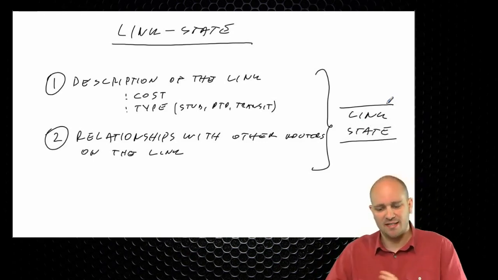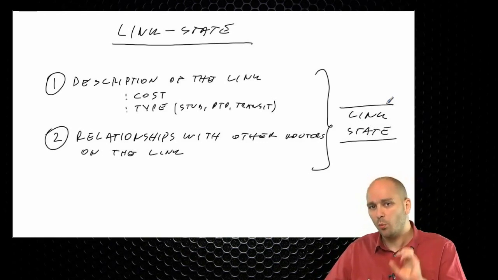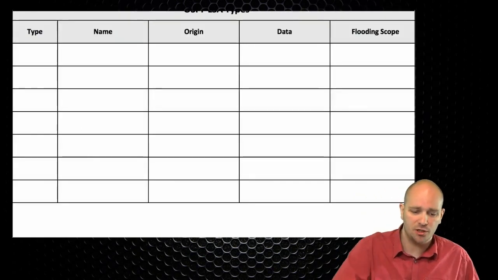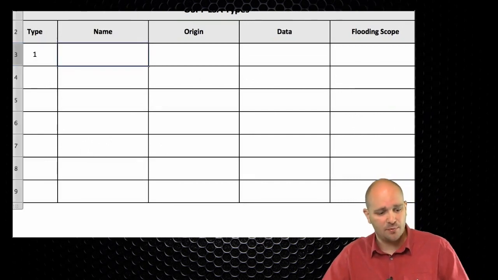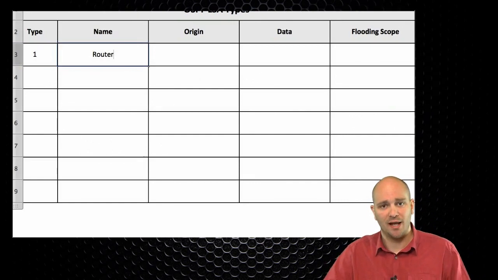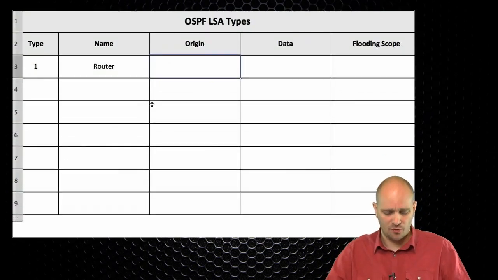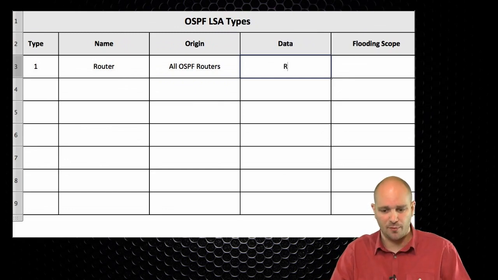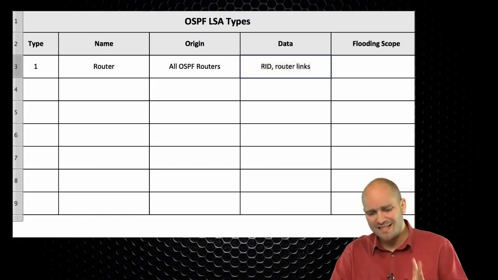So when we talk about different LSA types, this is what we have to keep in mind. What parts of this will be contained in that LSA type? So let's start with the easy ones. We have type number 1, which is also called the router LSA. Router LSA is generated by all OSPF routers, and the data contained there, the important pieces of information, are the router IDs, router link states, I'm going to say router links. So this is the important information that is contained inside this LSA.